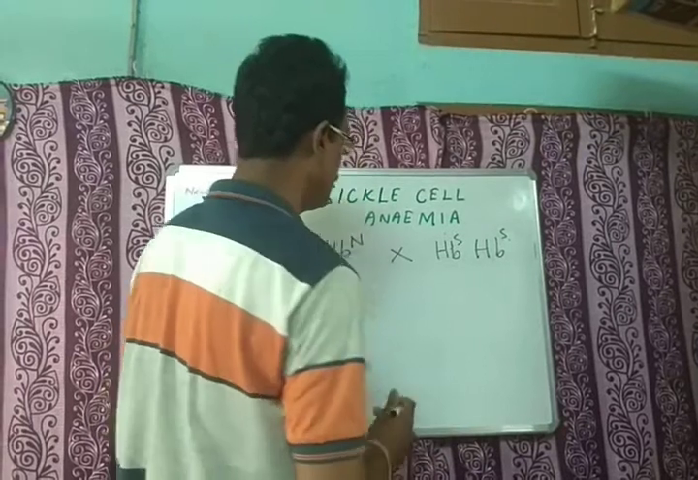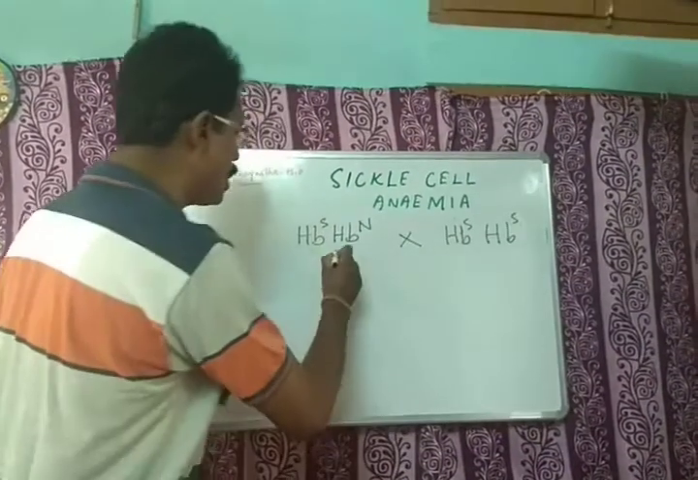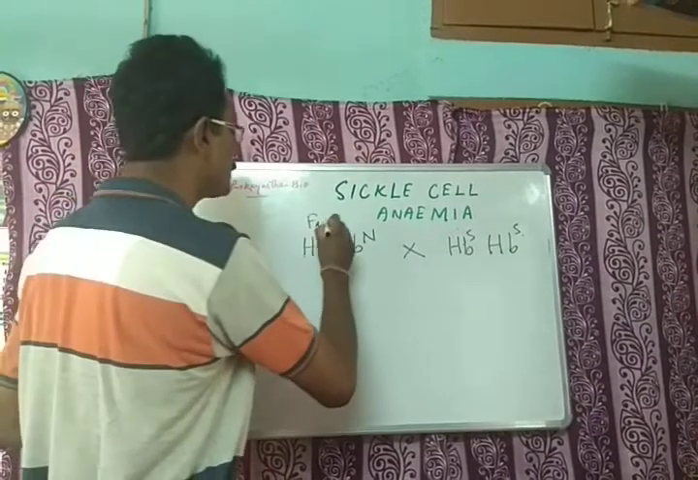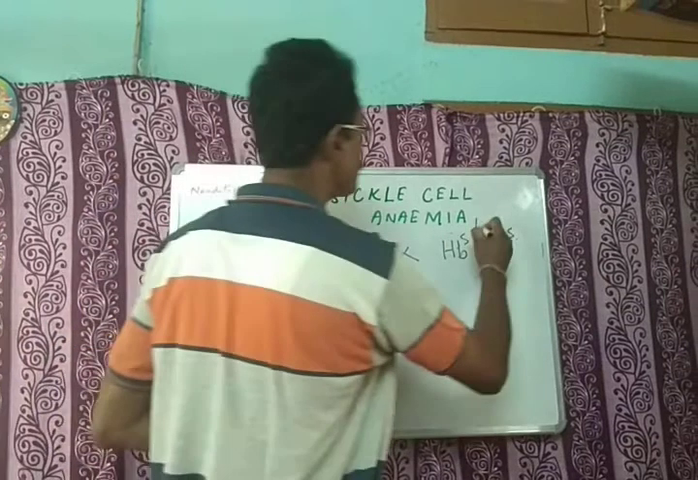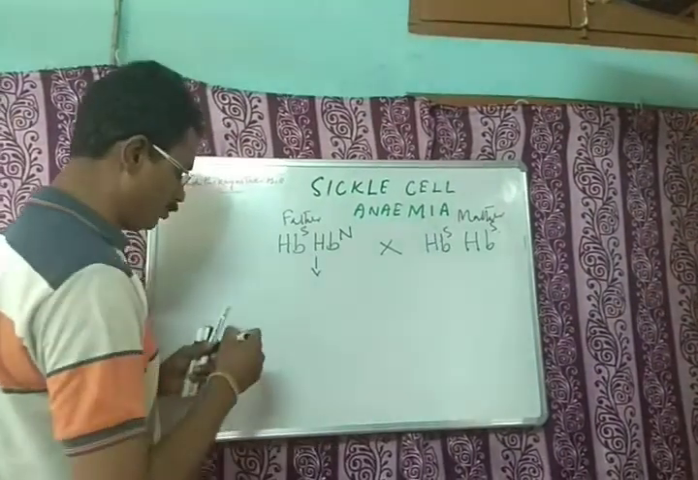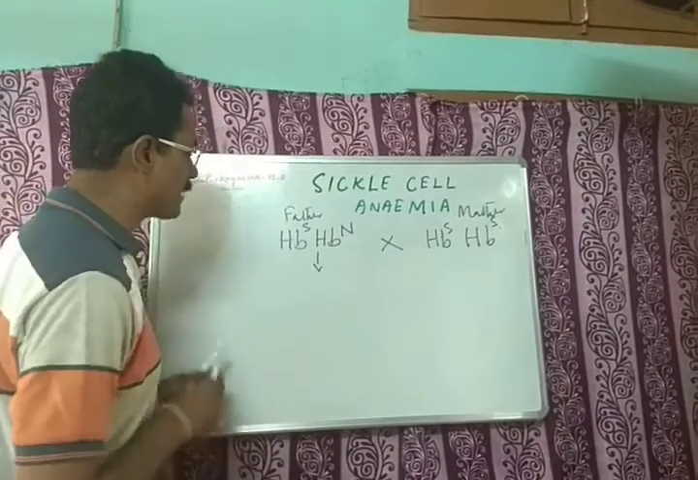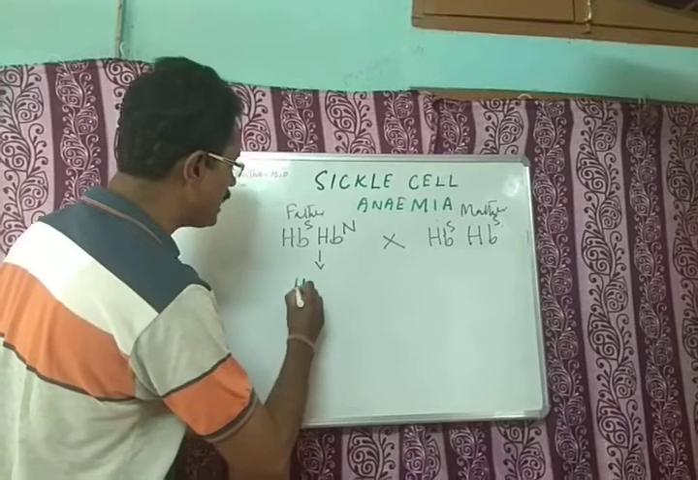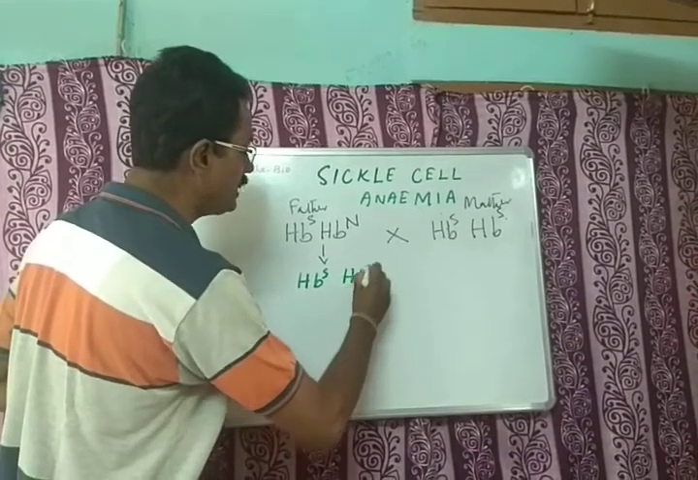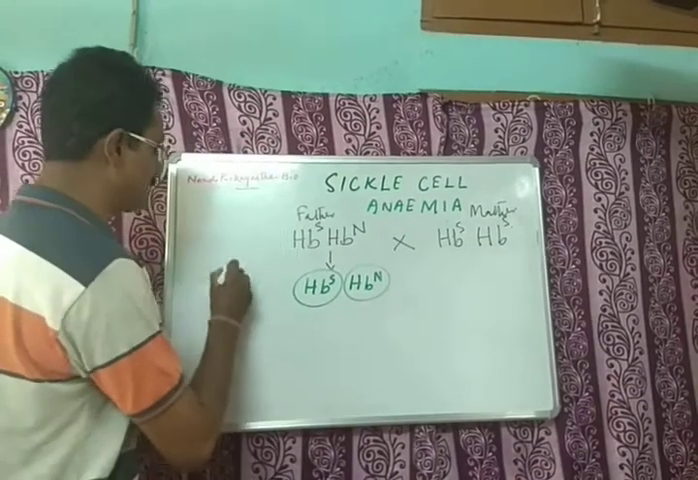HBS, this one is suffering. So suppose this is the father, and here it is the mother. The gametes will be of two types in one of them. What will they be? HBS, one gamete, and HBN, another gamete. This is the gamete, I have circled it here.